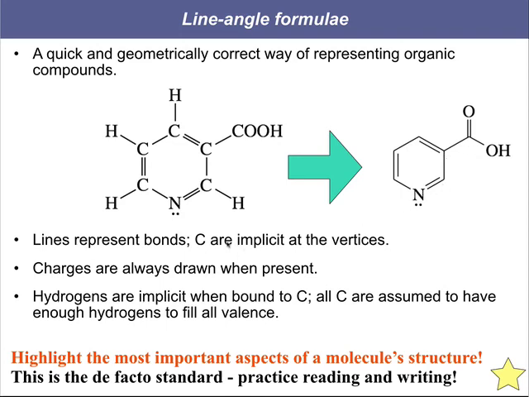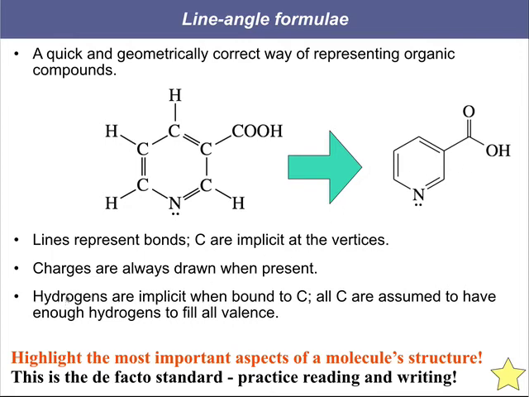But carbons are implicit at the vertices. So we actually don't really draw any of these carbons. But we know that at the vertex of these lines, there is a carbon. So there's a carbon there, carbon there, carbon there, carbon there, carbon there, carbon there. At the ends and angles of these lines are a carbon. Charges are always drawn when they're present. So if you go through and calculate formal charge for all of these atoms, you will find that in fact there is no formal charge in any of these atoms, which is why there are no charges drawn here.